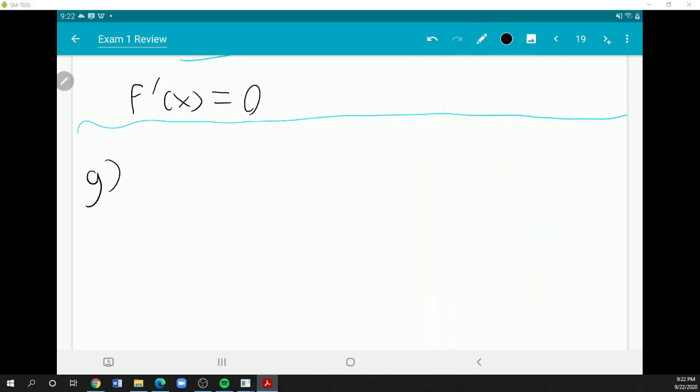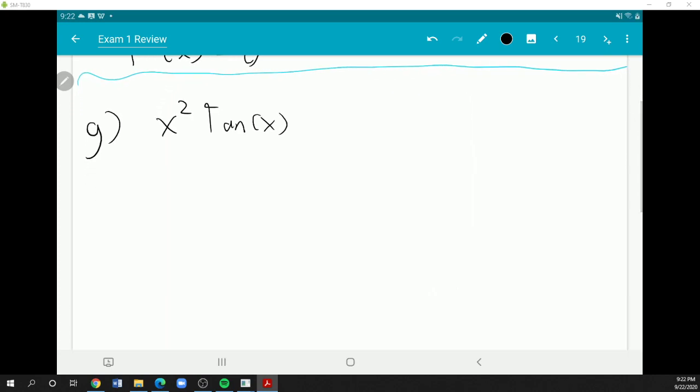So x squared tan of x. Again, what do I want to hammer home? We absolutely need the product rule here. So we have first times the derivative of the second. Derivative of tangent is secant squared of x, plus derivative of the first times the second, 2x tan x.